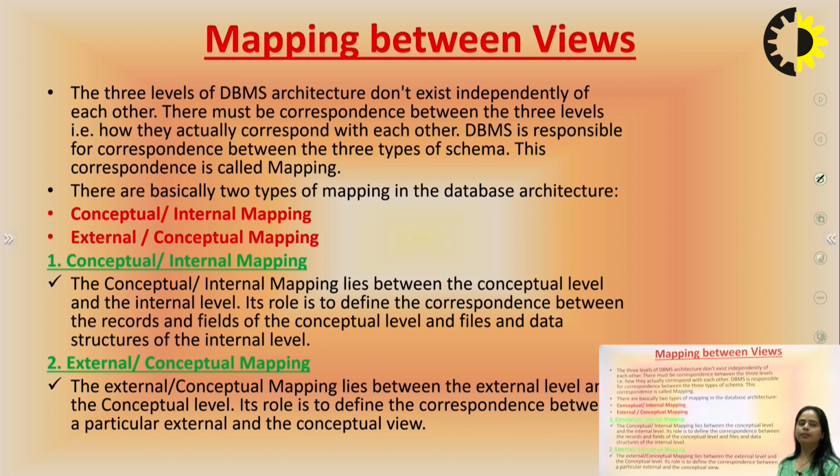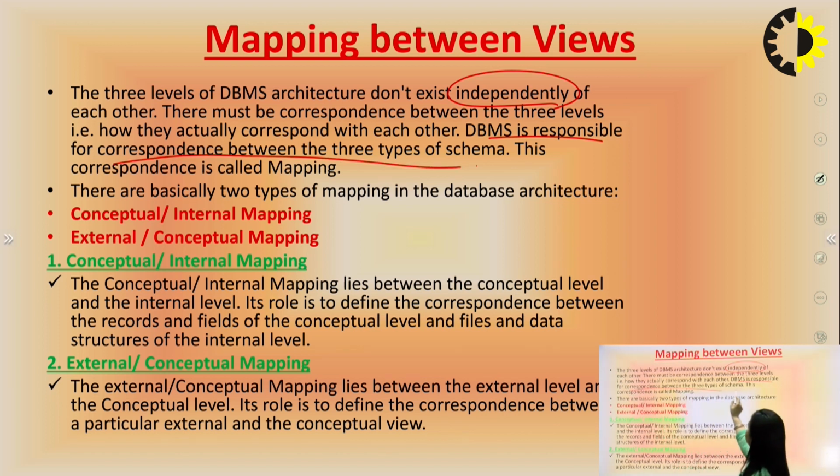Next, mapping between views. The three levels of DBMS architecture do not exist independently, because this is not practically possible. The physical level may be completely different from the logical level. So we have the mapping between two schemas. DBMS is responsible for the correspondence between the three types of schema.